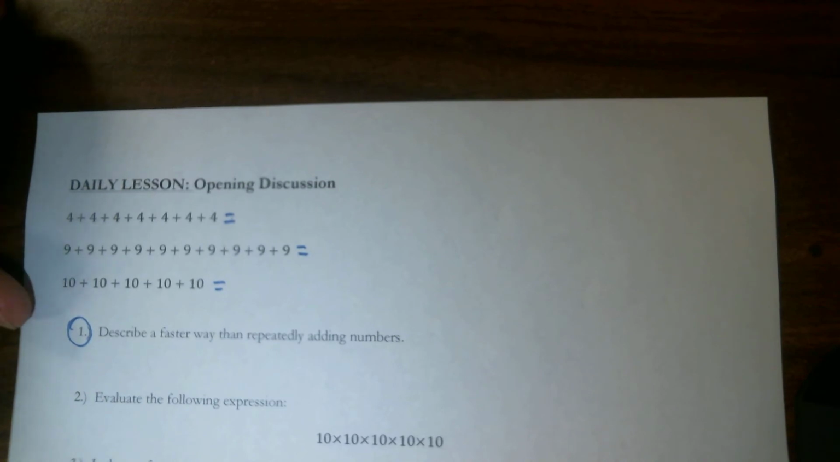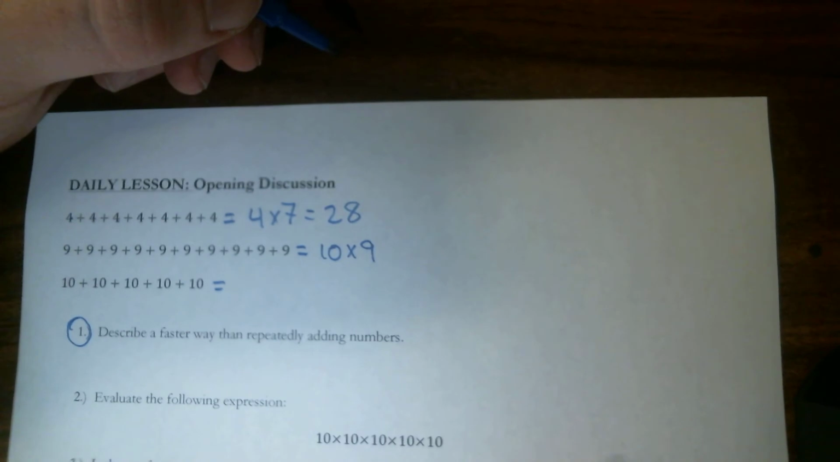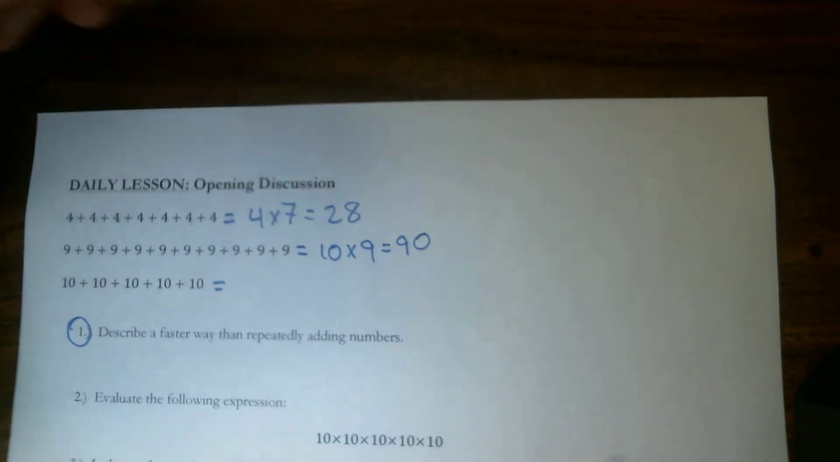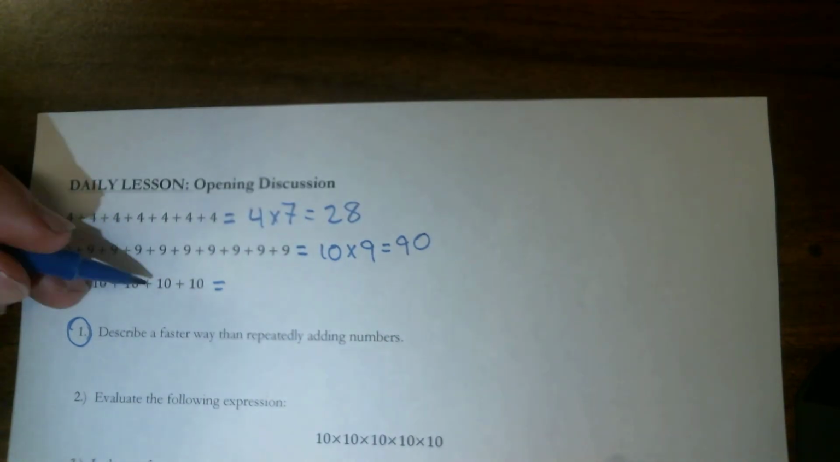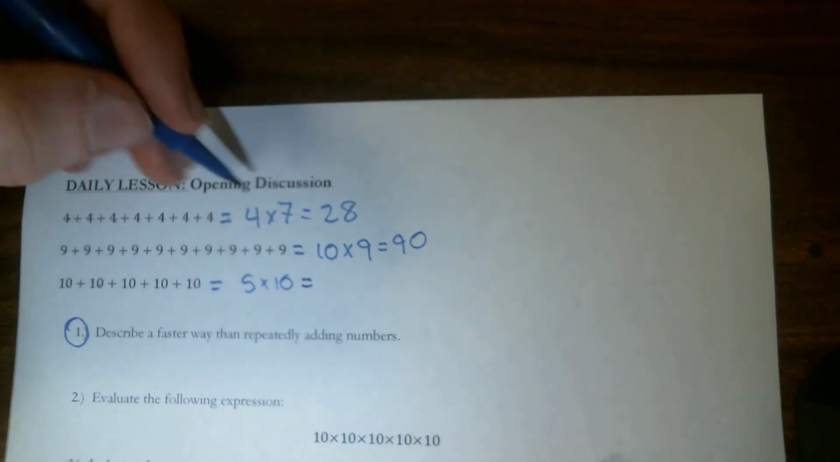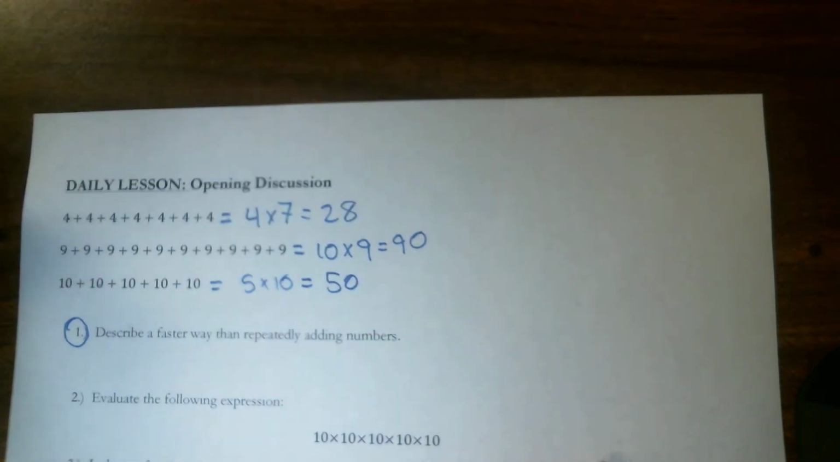Okay, so we should be back here. If I look at this, I have 1, 2, 3, 4, 5, 6, 7. I have 7 4s. That's the same thing as 4 times 7. So this whole thing, no matter what, is equal to 28. Let's look at the next one. 1, 2, 3, 4, 5, 6, 7, 8, 9, 10. 10 times 9, because we know repeatedly adding something is the same thing as multiplying it. So obviously that whole expression is equal to 90. Last one, 1, 2, 3, 4, 5 10s. 5 times 10 or 10 times 5, doesn't matter. We still get 50 for our answer on that one.